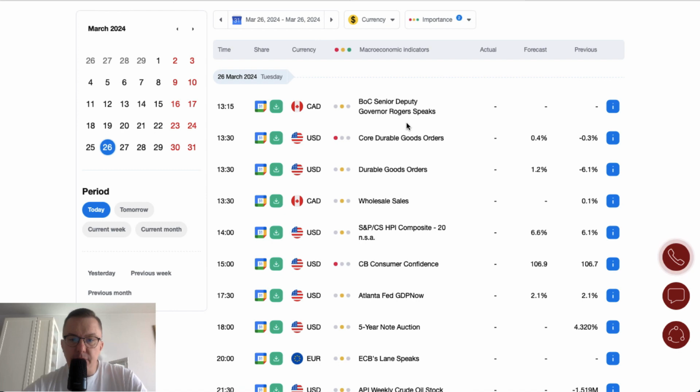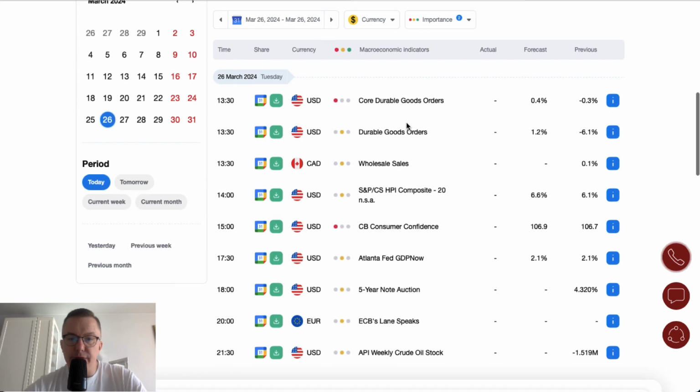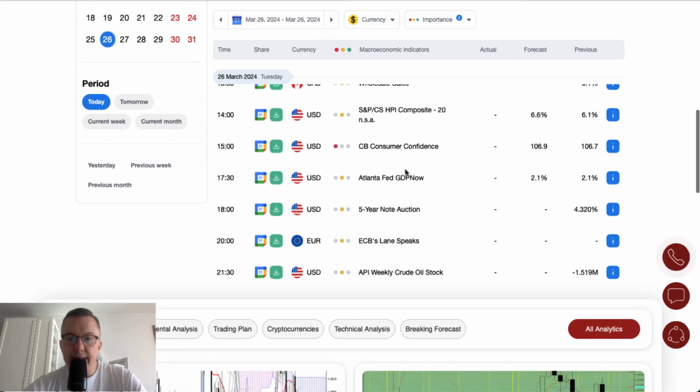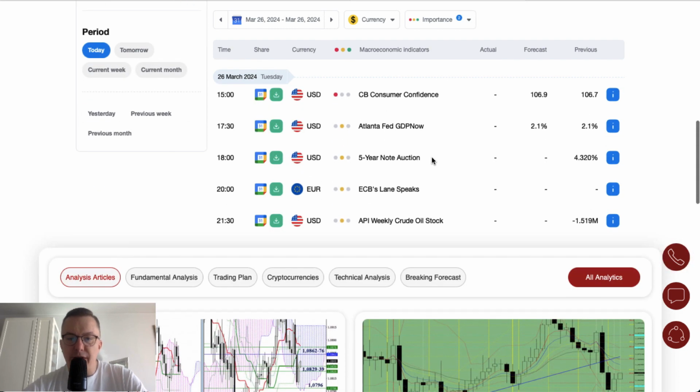Bank of Canada Senior Deputy Governor Rogers will give a speech at 1:15, and 15 minutes later we got the first major event of today, core durable goods orders from the US together with the durable goods orders. The market participants expect an increase from minus 0.3% to 0.4%. Wholesale sales from Canada are scheduled for release at 1:30, and the HPI composite data from the US are scheduled for release at 2 o'clock. The other major event for today, CB consumer confidence data from the USA, are scheduled for release at 3 p.m.